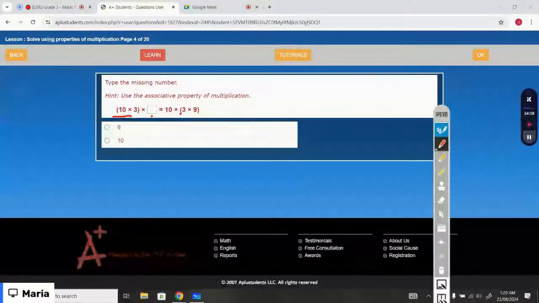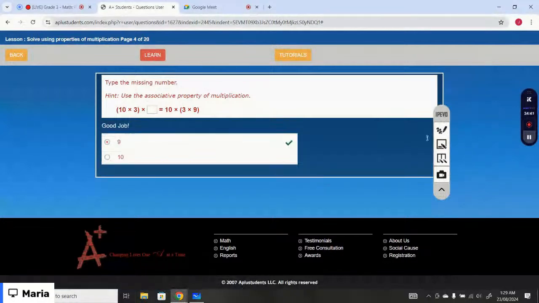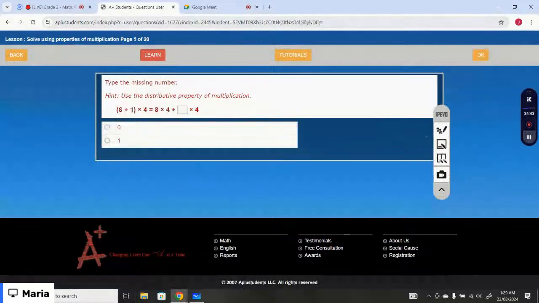The missing number is 9. On both sides the numbers must be the same, just the order of multiplication is different. So whenever you have three numbers on both sides and just the order of multiplication is different, that is the associative property, right? For two numbers, that is the commutative property. When three numbers are involved, that is the associative property.